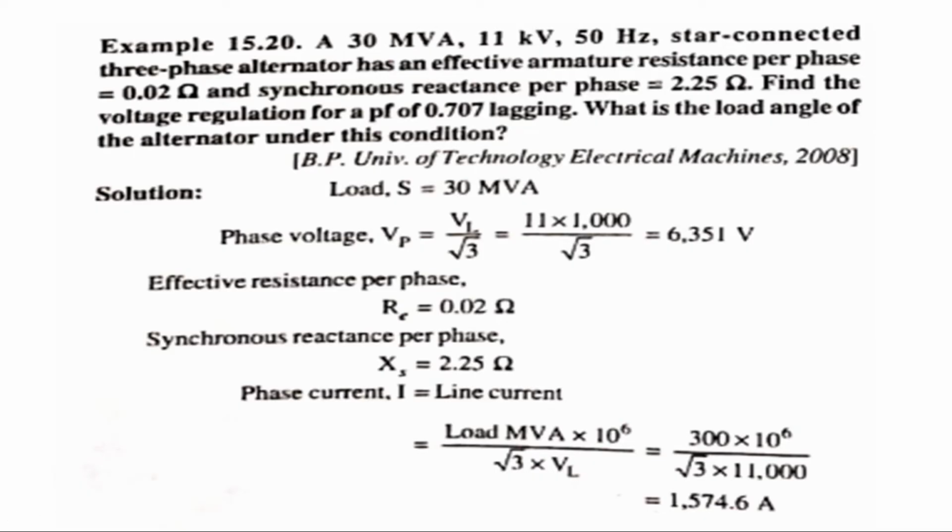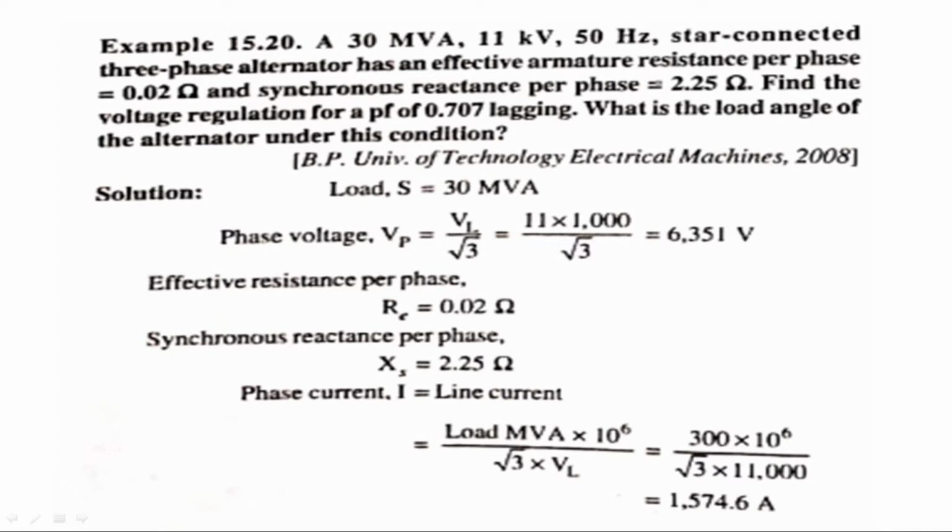Let us go for the next one. A 30 MVA, 11 kV, 50 Hz star connected 3-phase alternator has an effective armature resistance per phase of 0.02 ohms and synchronous reactance per phase of 2.25 ohms. Find the voltage regulation for a power factor of 0.707 lagging. What is the load angle of the alternator under this condition? Solution we will see now.